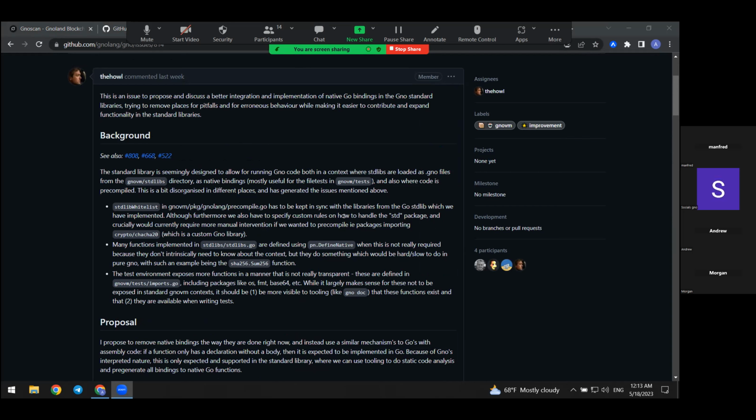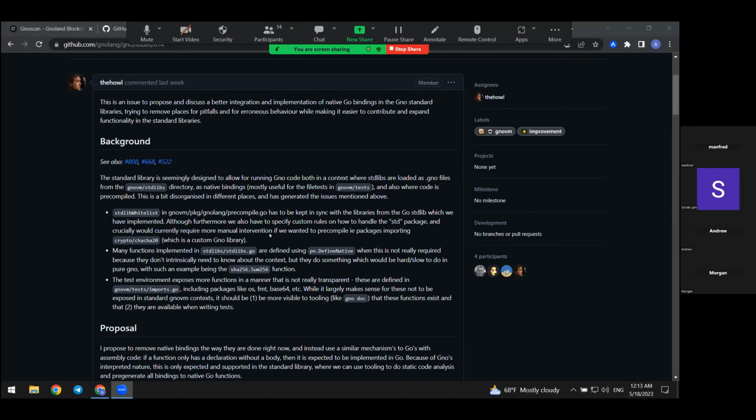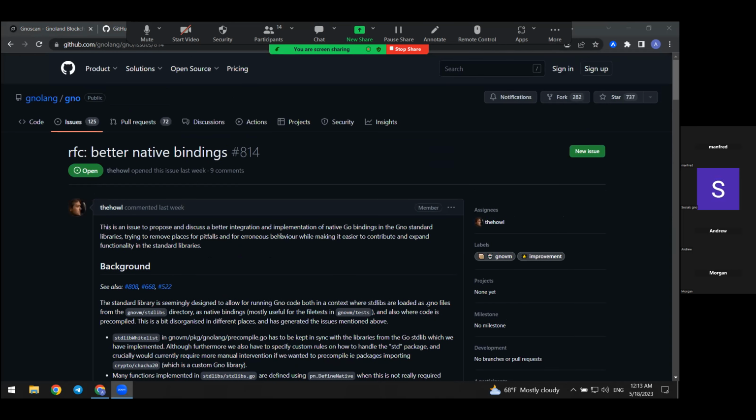So issue 814 by Morgan goes directly into what we discussed here. And actually, it's also about discussing how we can make it easier to transfer a famous Go library published on GitHub by someone to GNO. So not only about stdlibs, but in general, a compatibility matrix between Go and GNO, both for stdlib and for community modules.